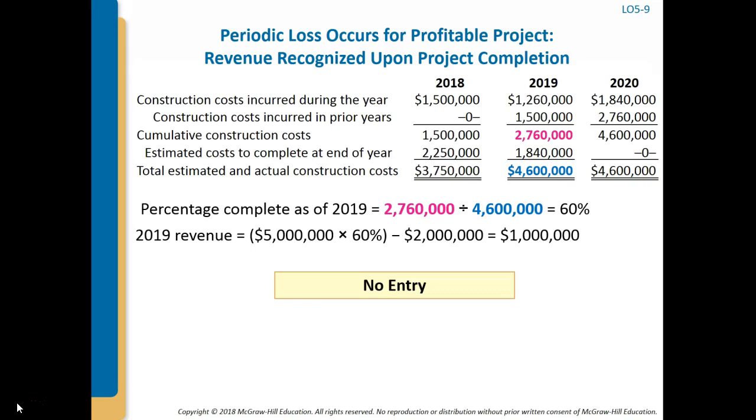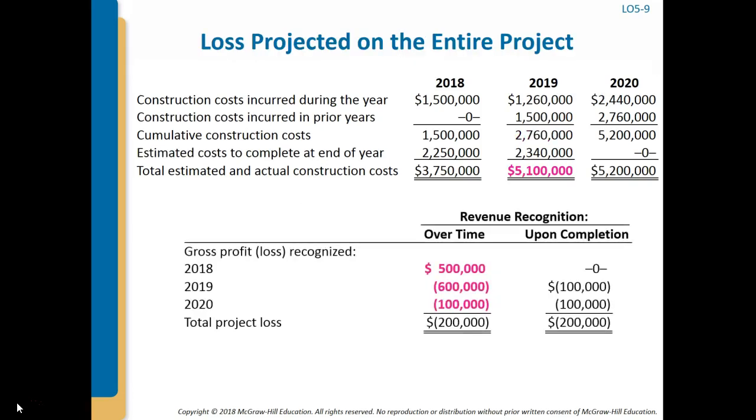If we're dealing with periodic losses on a contract that we expect to be profitable overall, no entry is made, because no revenue has been recognized to date. The point of recognizing periodic contract losses is to true up revenue recognized over time to the cumulative amount that should be recognized given current information. Now let's change the facts to reflect a loss on the entire project.